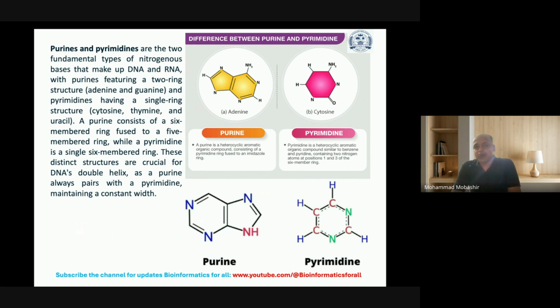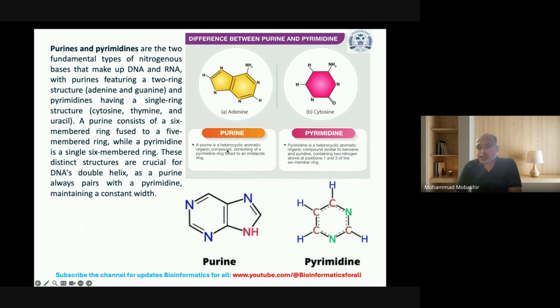uracil. A purine consists of a six-membered ring fused to a five-membered ring, while a pyrimidine is a single six-membered ring. These distinct structures are crucial for DNA's double helix, as a purine always pairs with a pyrimidine, maintaining a constant width. Now, you can see the detailed structure here.